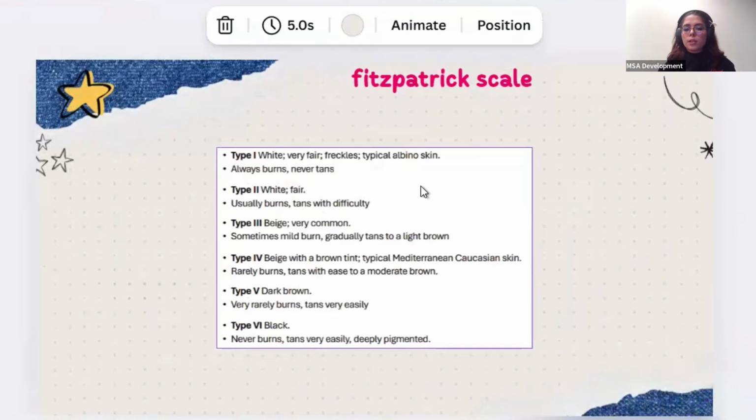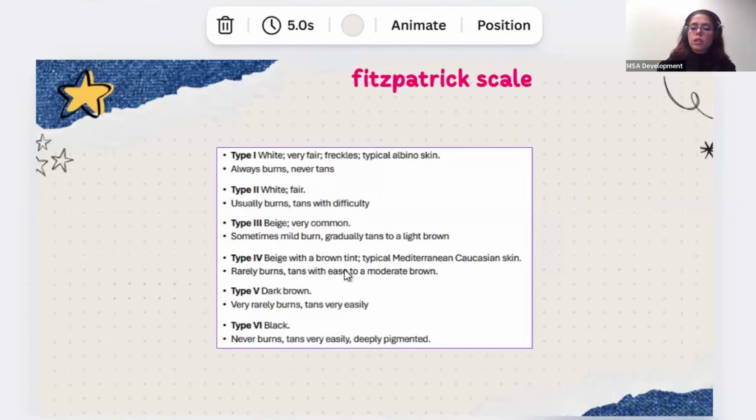Fitzpatrick scale is basically putting people into categories based on their skin tone. Type 1 is the very, very fair, very pale people. They get burnt easily. Think albino skin. Type 2 is like Sweden, Norway, Finland areas. Type 3 is very common, most of the Mediterranean line has it, I believe.